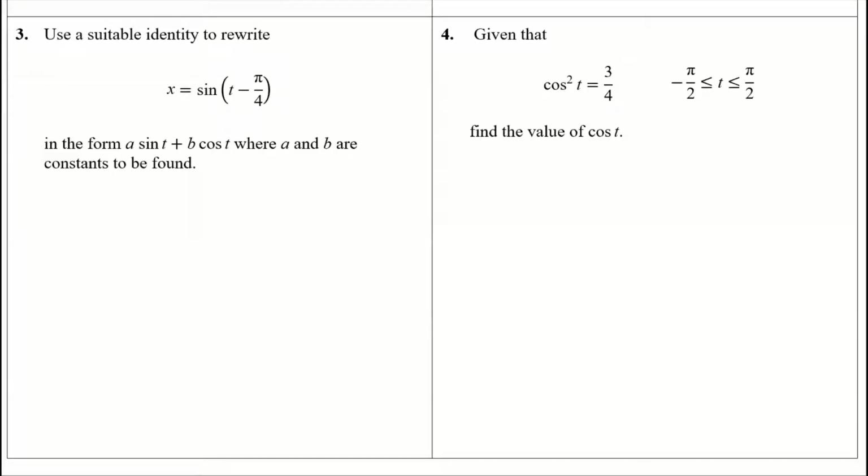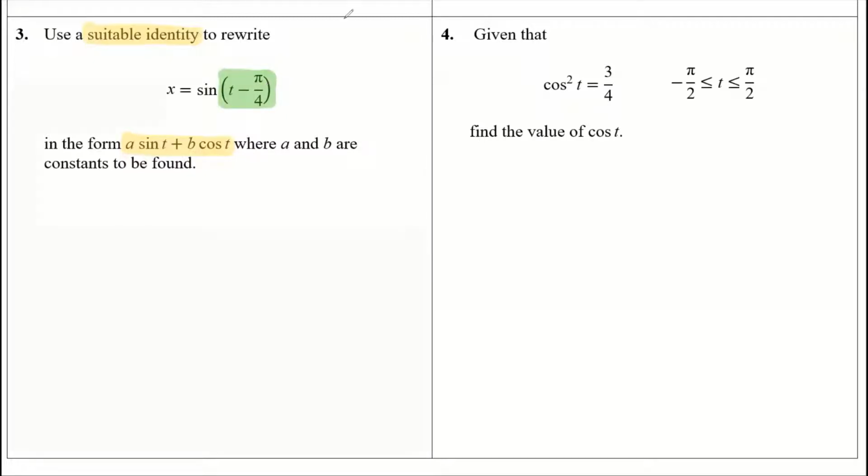Now, question 3, we have an x variable defined in terms of t. Nothing said about parameters in this instance, but what we have to do is use a suitable identity again. Notice that phraseology, suitable identity. So we have to think of an identity that is suitable to rewrite this, and we have to write it in this harmonic form. This harps back to chapter 7, when we were looking at harmonic trigonometric functions. So is there a way we can break apart this sine function to write it as a linear combination of sine and cosine? Well, yes, we can.